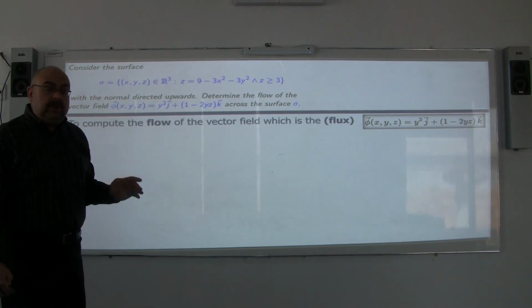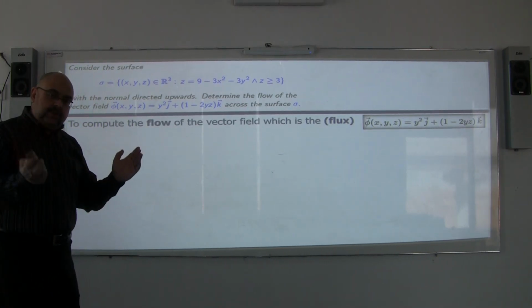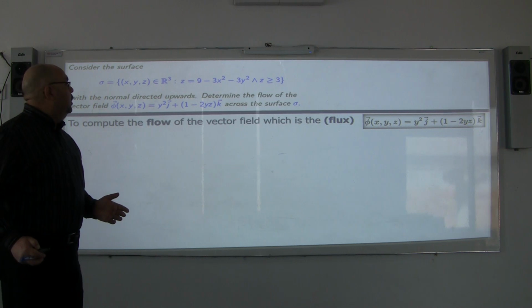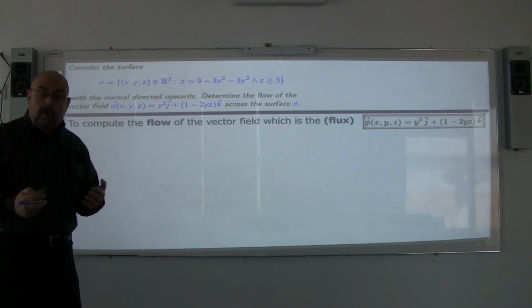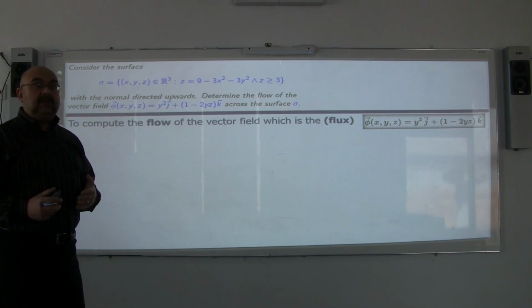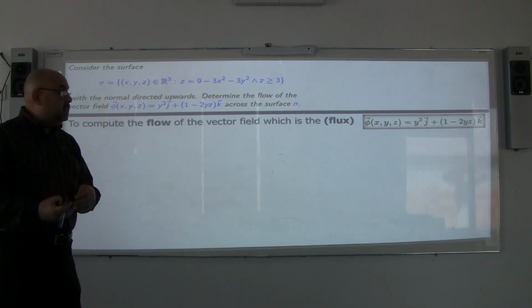Now I will talk about the surface. What will I talk about? About the surface, or the shape on which you want to calculate the flow of this vector field. You want to see the flow of the vector field on the surface.